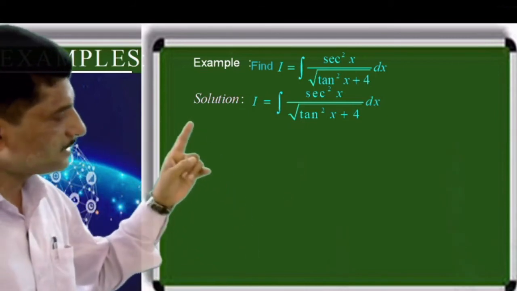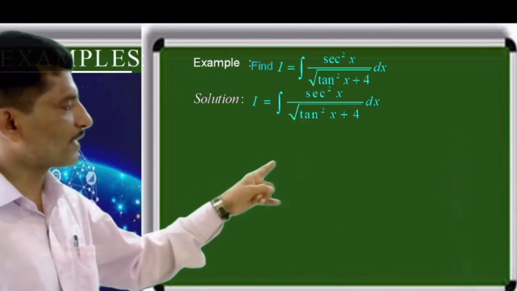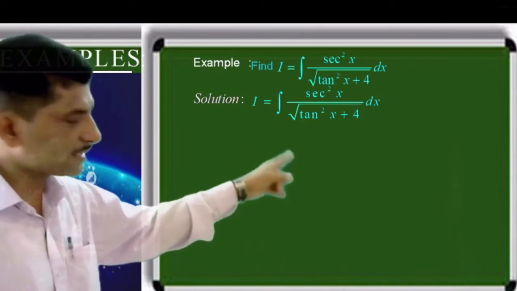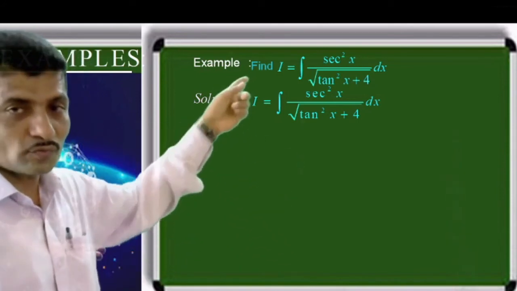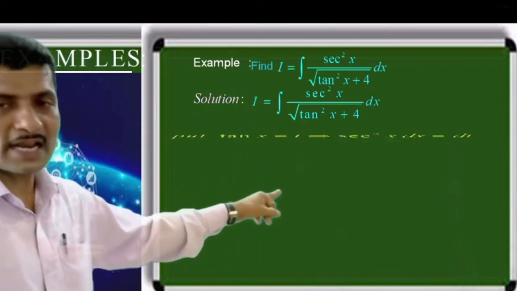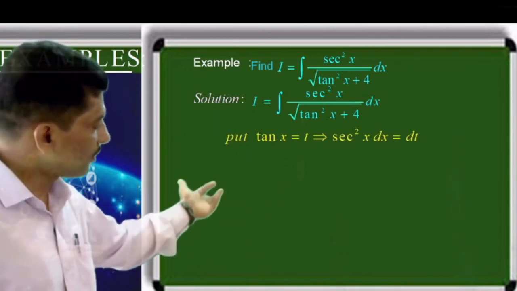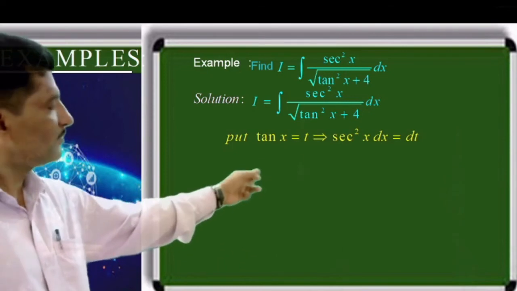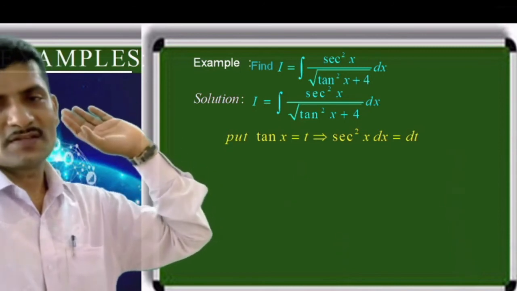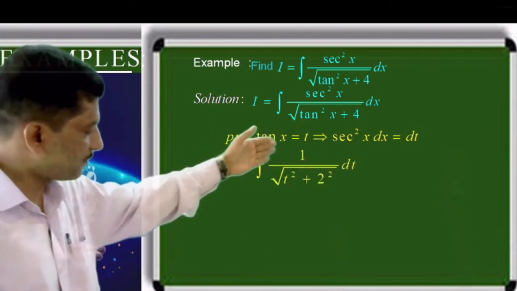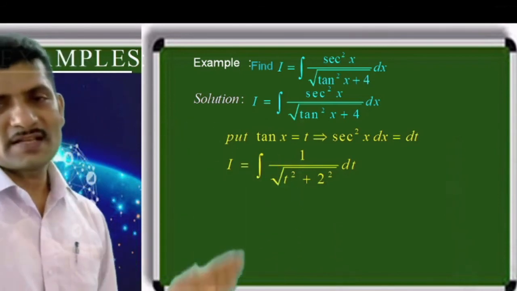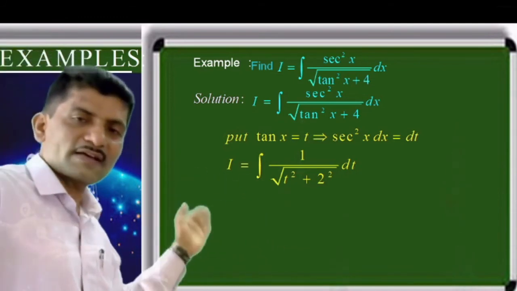We write 4 as 2 square, tan x whole square, in the form 1 divided by root of a square plus x square. Then tan x, and the derivative is sec square x. Use the method of substitution: put tan x equal to t. The derivative of tan x is sec square x, so derivative of t is dt, and sec square x into dx is equal to dt. Then substitute into the standard form 1 divided by root of x square plus a square into dt.